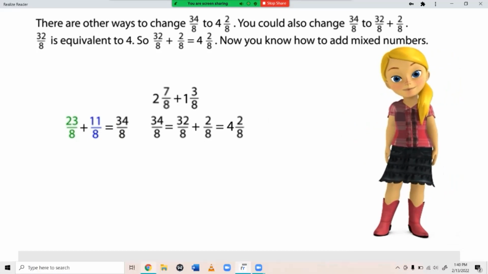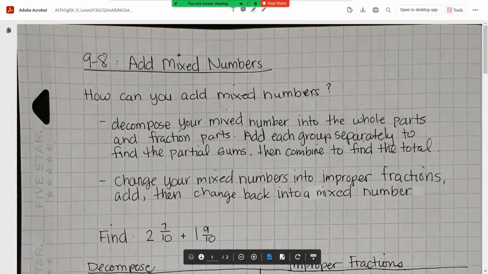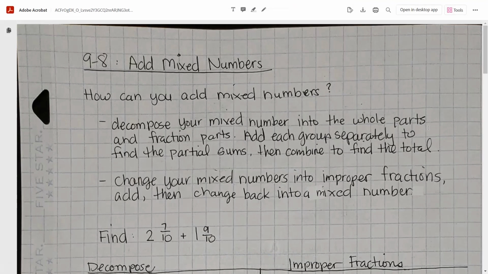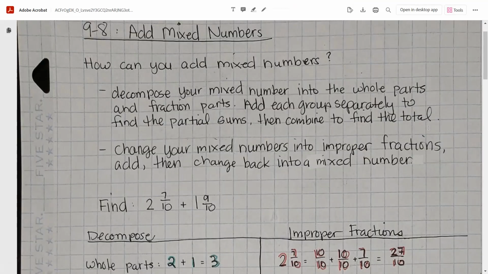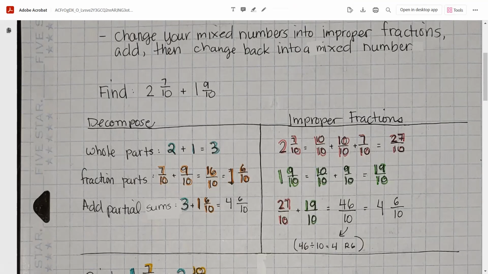All right, let's go ahead and get into our notes and our guided practice for this section. 9-8, adding mixed numbers. So how can we add mixed numbers? Well, we can either decompose our mixed number into the whole number parts and the fraction parts, and then we add each one of those groups separately to find the partial sums, and then we combine them together to find the total. Or we can do what we just saw, which is changing our mixed numbers into improper fractions, then adding them, and then changing them back into a mixed number. We find our answer and we change it back to a mixed number. So I'm going to show you how to do it both ways, with 2 different problems.